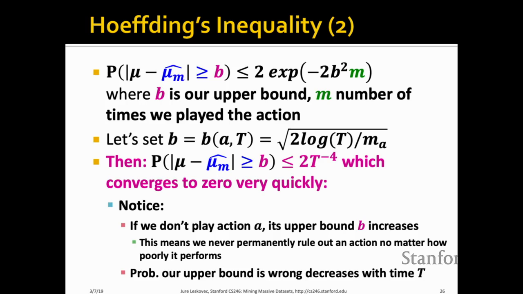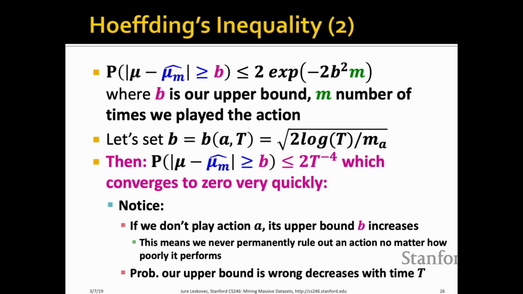Now, what is the catch here? If we don't play the action A, so if we basically forget that arm of the slot machine, or if we stop showing a specific ad for a long amount of time, then our upper bound B will increase. And so it means that with this strategy, we never permanently rule out a specific option. So a certain arm of our slot machine will just not disappear completely from our experiment. We're going to keep on pulling it every now and then to see if we can further update the estimate.